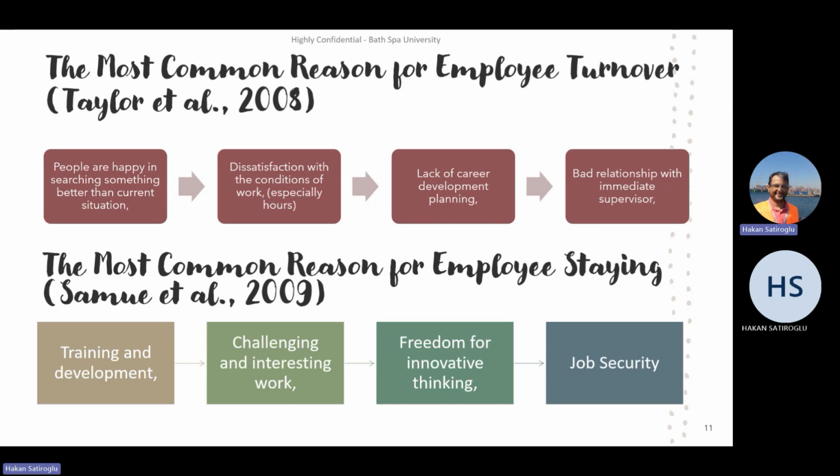And job security is more related to baby boomer times. But if you have heavy duties like heavy payments, I must say, like a mortgage or car finance or something, your priority could be job security. So this is one of the staying reasons.